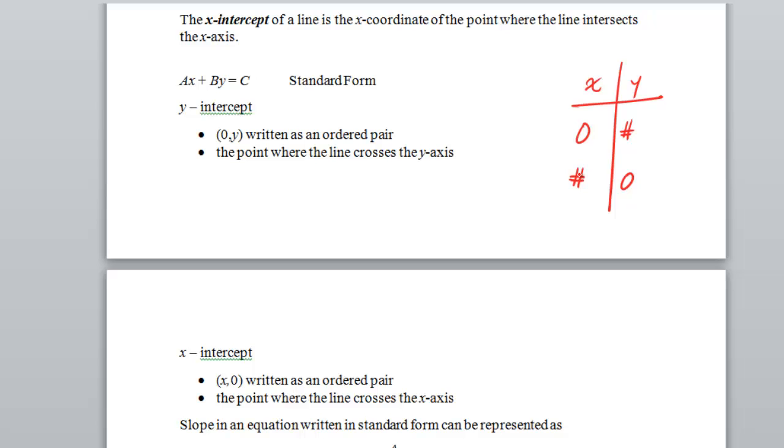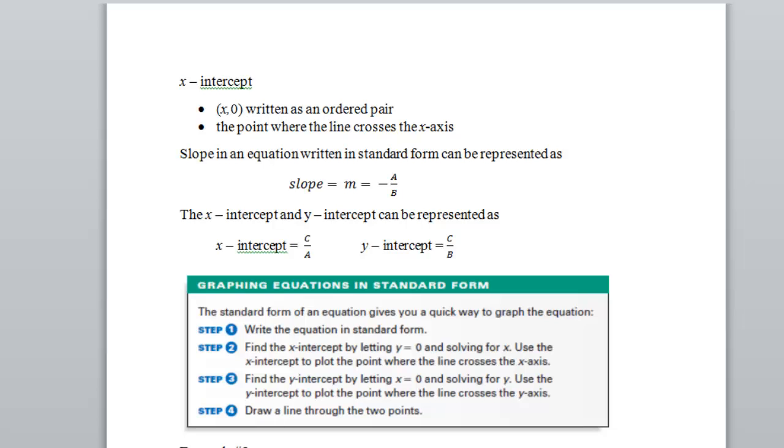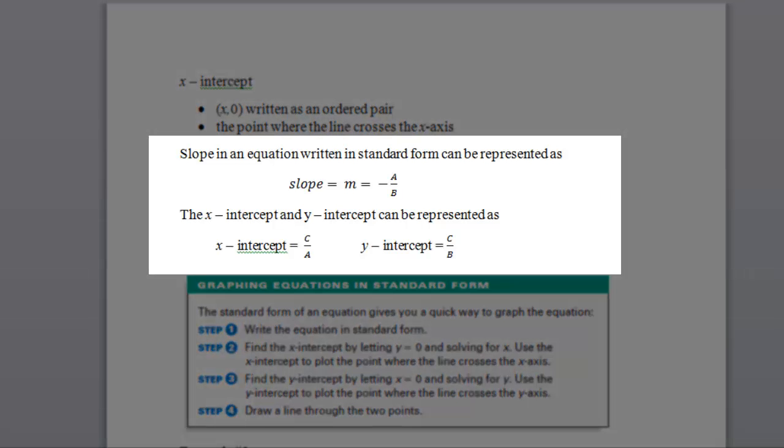Now, if you do this enough times, some patterns start to emerge. You can see right here in the middle of this section of the page that the slope turns out to be the negative value of a over b every single time. So this is a little shortcut, if you will. We also have shortcuts for the x and the y-intercept. If you take the c value and divide it by a, you get the x-intercept. And if you take the c value and divide it by b, you get the y-intercept.